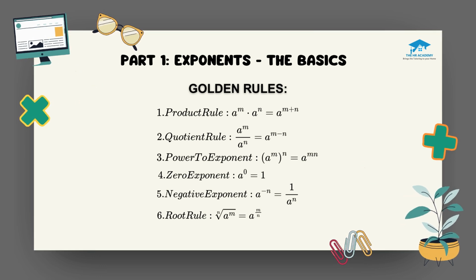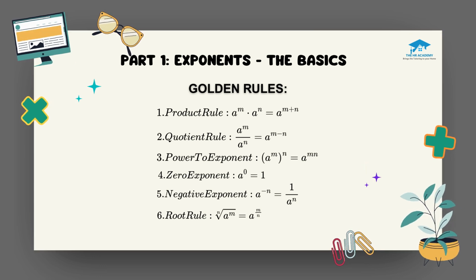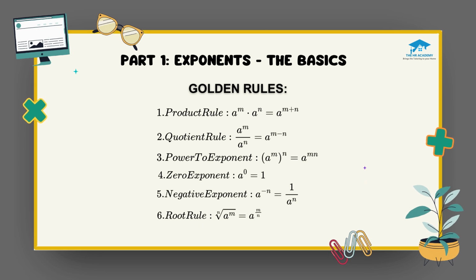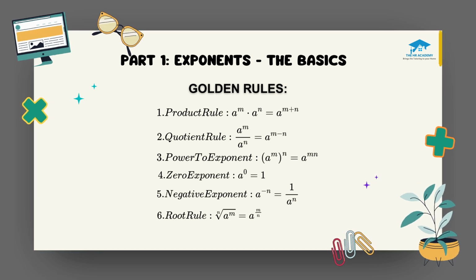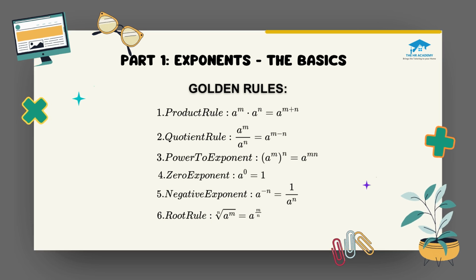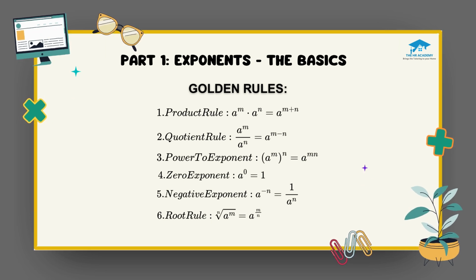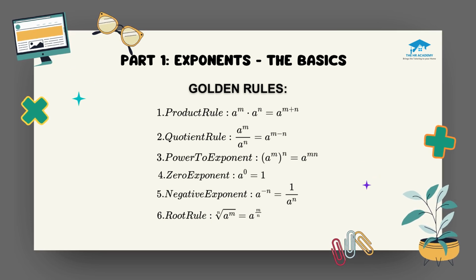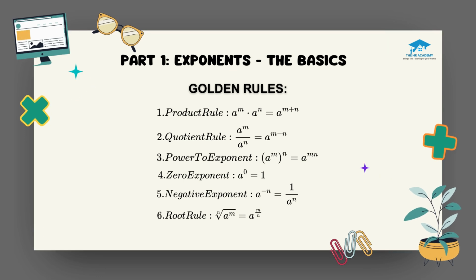Now the third rule is the power to an exponent rule. To raise a power to an exponent, you need to multiply the exponents together. The next rule is the zero exponent rule. A to the power of 0 is equal to 1. Any base with the power 0 is always 1.